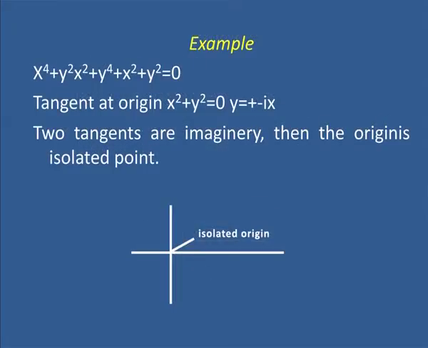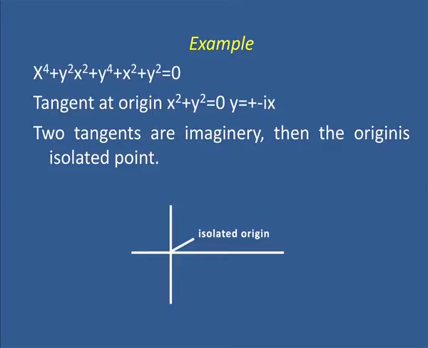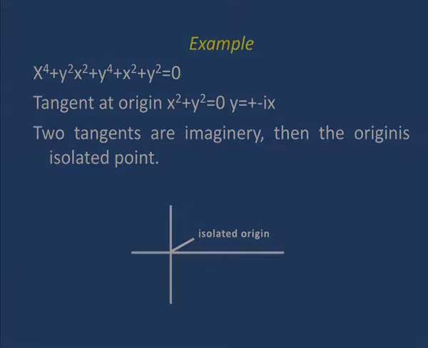Example 5, x to the power 4 plus y square x square plus y to the power 4 plus x square plus y square is equal to 0. This equation has the lowest degree term as x square plus y square. If we equate it to 0, we find the tangent at the origin as x square plus y square is equal to 0, that is y is equal to plus minus iota x. This is a double tangent, but both are imaginary. Then the origin is an isolated point. We cannot trace the curve at the origin. The origin is isolated as shown in the figure.